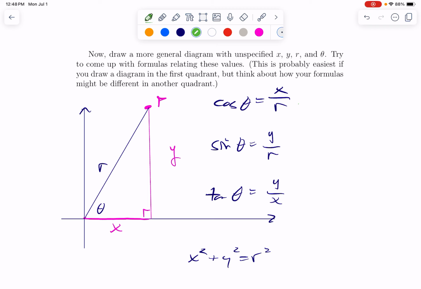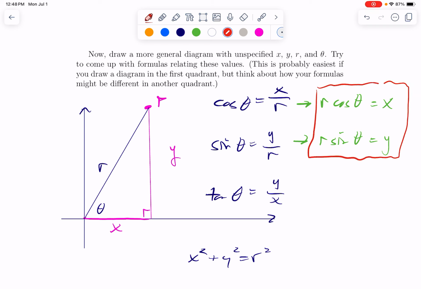For these, we'll notice we could rearrange these, and we would have r cosine theta is equal to x. r sine theta is equal to y. So what we might notice from these two is if I tell you what is r and what is theta, you can compute x and y. Theoretically, you don't even have to draw the diagram. You could just know, oh, x is r times cosine theta, y is r times sine theta.